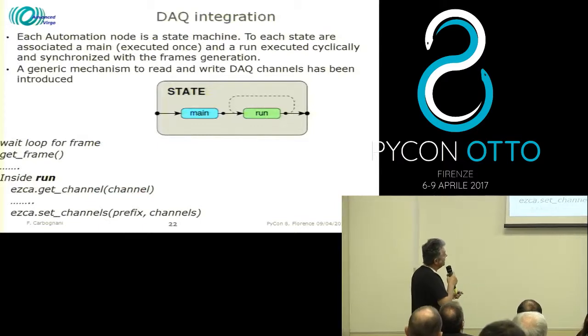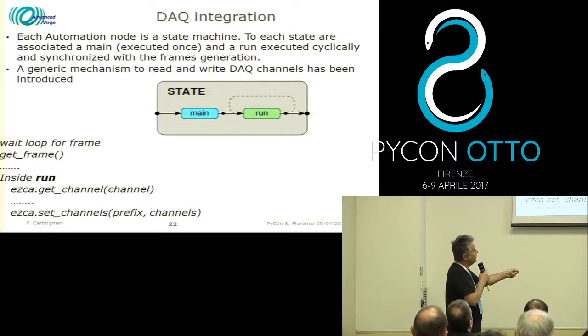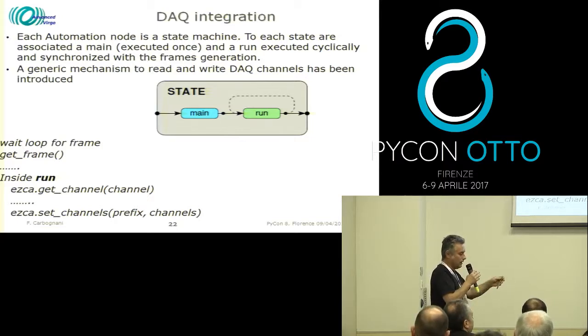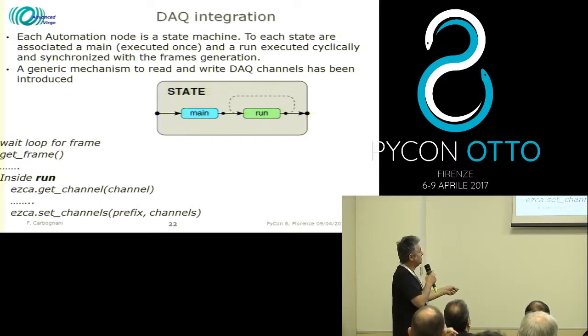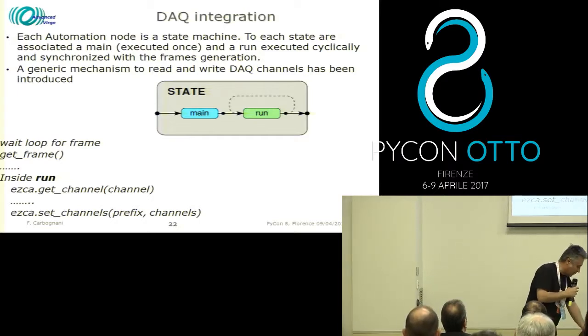The idea is that Metatron is made by, again, those state machines. Inside those state machines, you have a main and a run that is run cyclically. In this case, our run is synchronized on the rhythm of the generation of our data, what we call frames. And inside this run, we made available a function that allows you to get channels to read data or write data. This was one of the main developments that needed to be done.